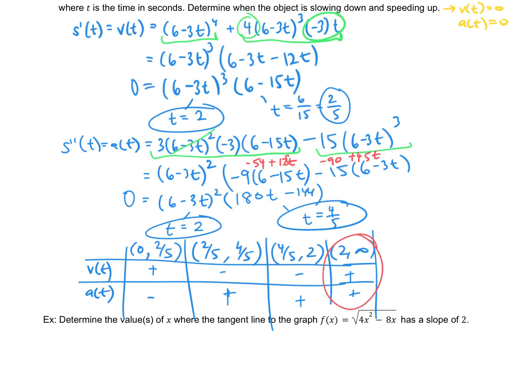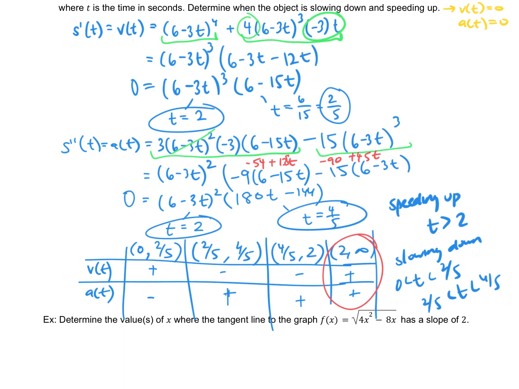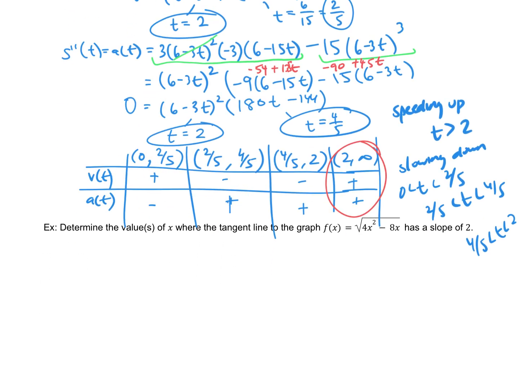So speeding up when t is greater than 2, slowing down, we have all 3 of those intervals from 0 to 2 over 5, from 2 over 5 to 4 over 5, and from 4 over 5 to 2. And there we have it. Same question, but fancier function.